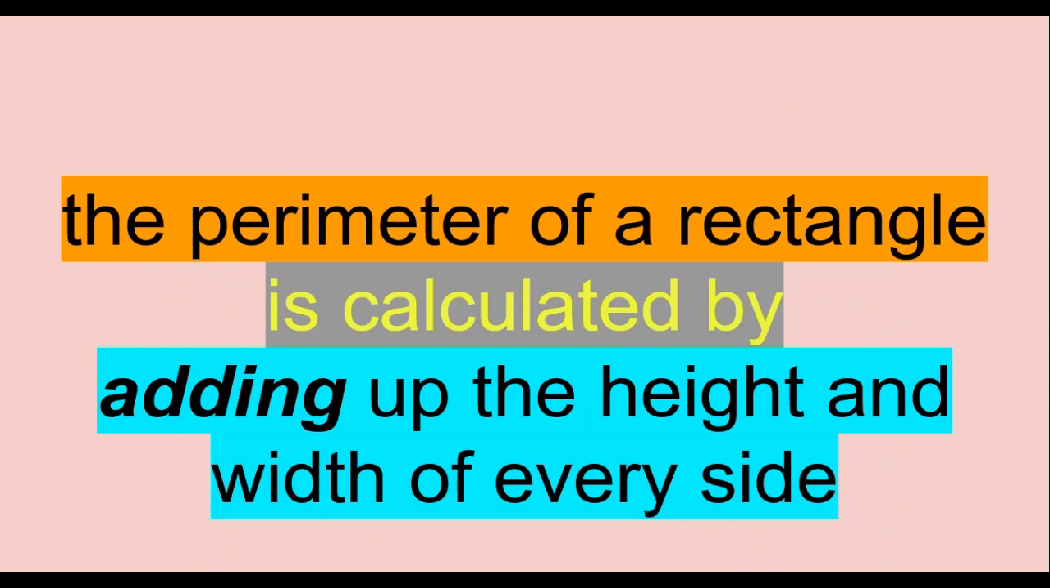All right, let's say that again. The perimeter of a rectangle is calculated by adding up the height and width of every side. Good, make sure it's flowing. Go ahead and say it all by yourself. Put a little jazz on it. Get ready and go. Good. The perimeter of a rectangle is calculated by adding up the height and width of every side.